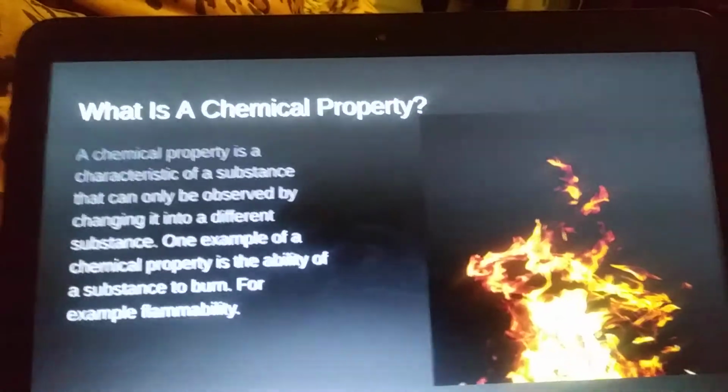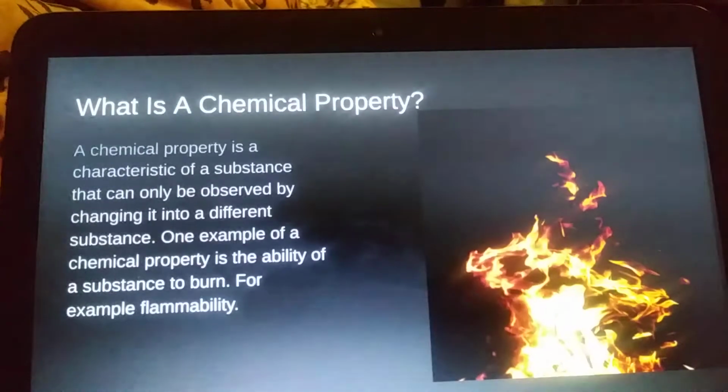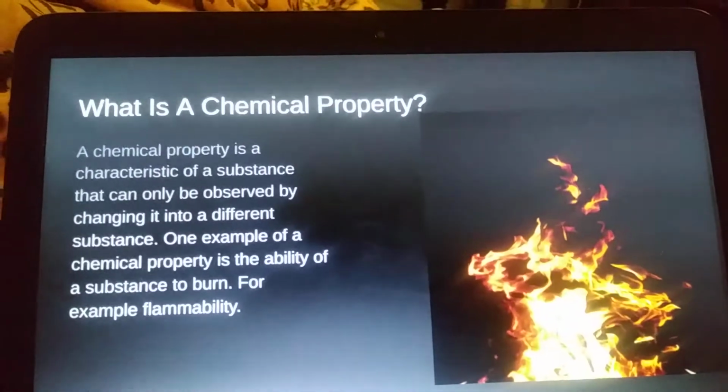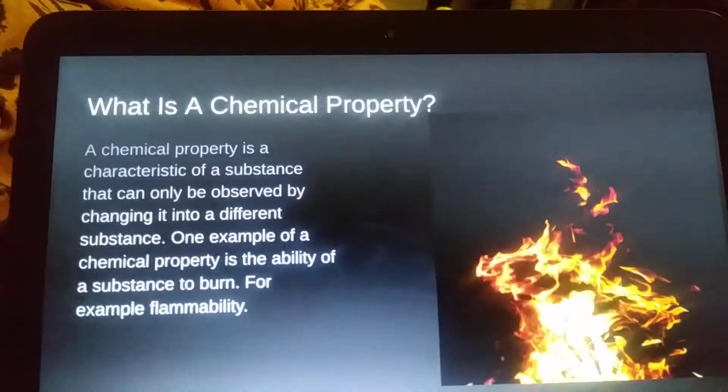What is a chemical property? A chemical property is a characteristic of a substance that can only be observed by changing it into a different substance. One example of a chemical property is the ability of a substance to burn, for example, flammability.